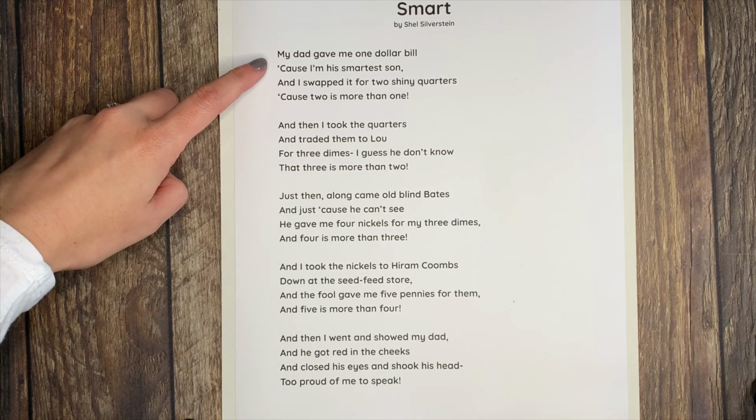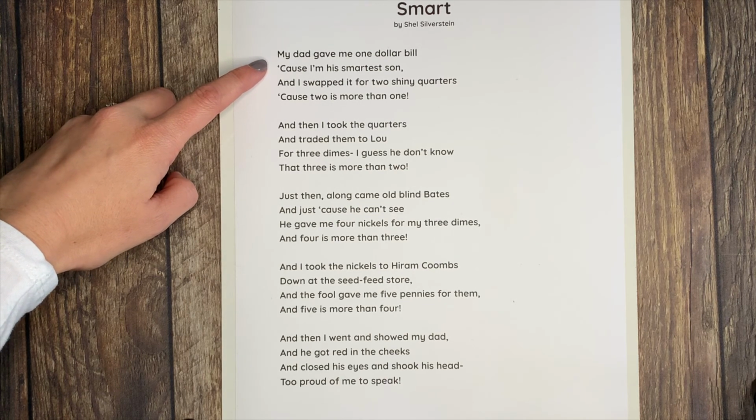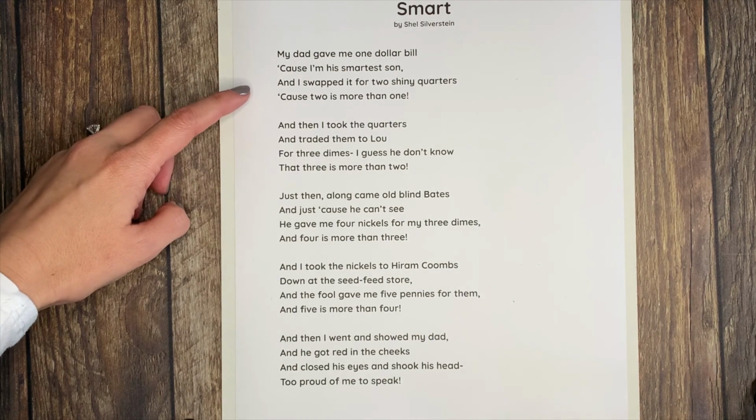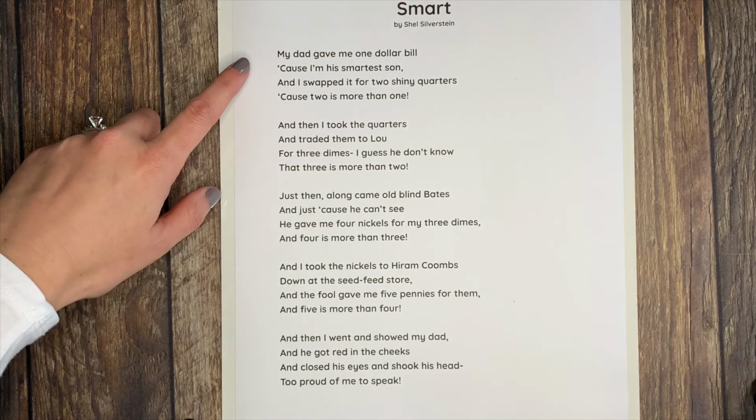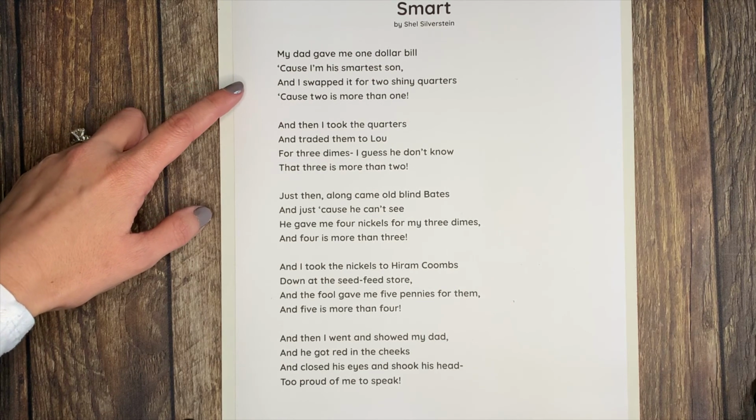And this time we're going to focus on words that rhyme. So let's read it again together, and you can read with me aloud if you would like. My dad gave me a $1 bill, 'cause I'm his smartest son. And I swapped it for 2 shiny quarters, 'cause 2 is more than 1. Let's listen carefully and let's listen for rhyming words. My dad gave me a $1 bill, 'cause I'm his smartest son. And I swapped it for 2 shiny quarters, 'cause 2 is more than 1.